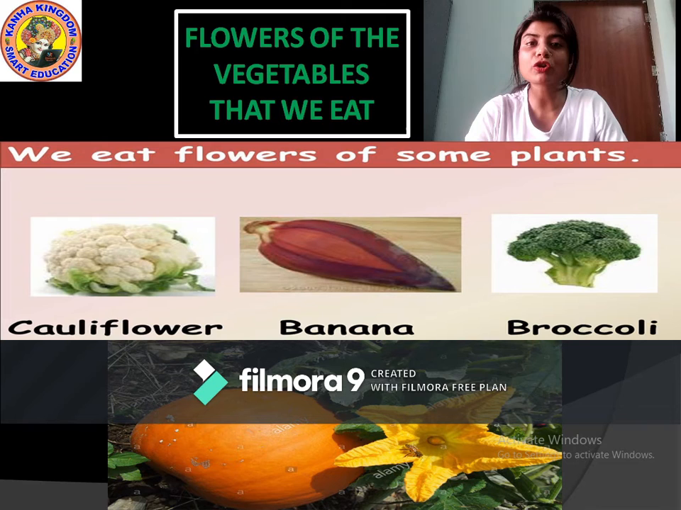Cauliflower is not the stem, root or leaf part of a plant. It is the flower of the plant. Cauliflower is the flower part of the plant that we eat as vegetable. Then banana flower. Can you see that? The maroon color, the red one, that is the banana flower that we eat as vegetable. Then broccoli. Yes, the green cauliflower, that is called broccoli, and that is also a flower. Okay, now let's move to the next content.